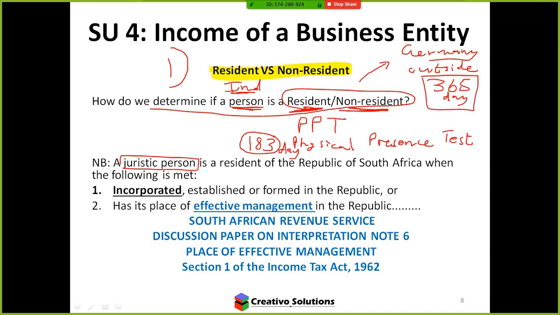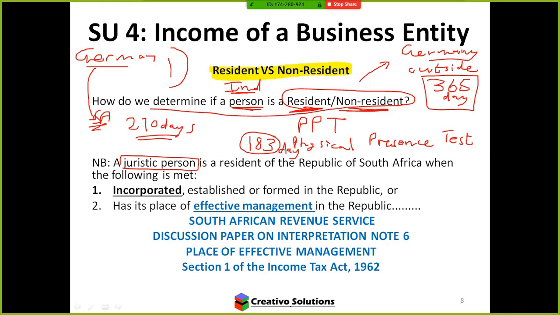In other words, you're a German, but you're working in South Africa. Obviously that German is going to want to go back to Germany, because they're a citizen of Germany and they're only on contract in South Africa. And they only work in South Africa for a few days, maybe 270 days.